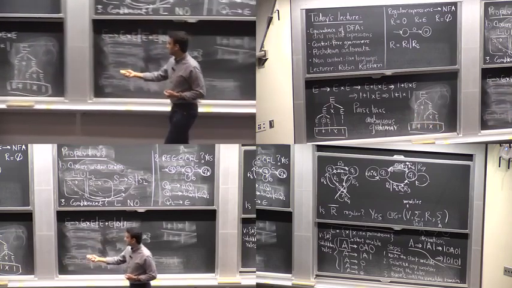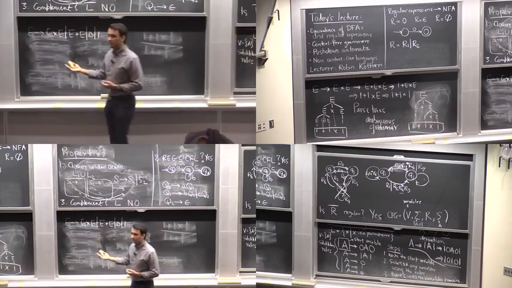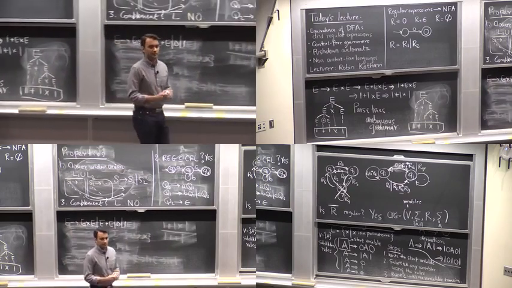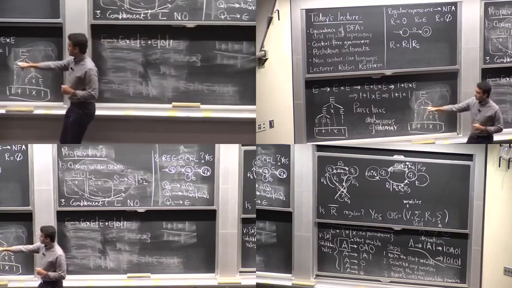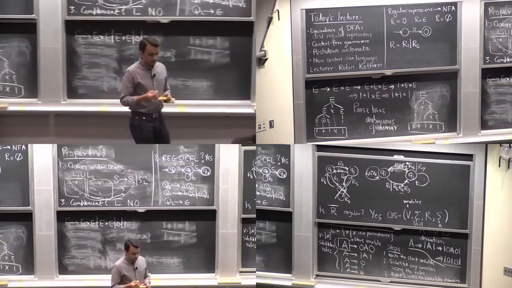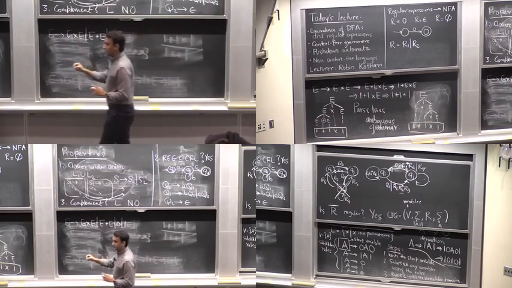OK, does this make sense? That's just the notion of what is an ambiguous grammar. Just if there's any string for which there's two different ways to get to it, or more precisely, if there's two different parse trees for it, then that's an ambiguous grammar. But this ambiguity is a property of the grammar, not of the language.